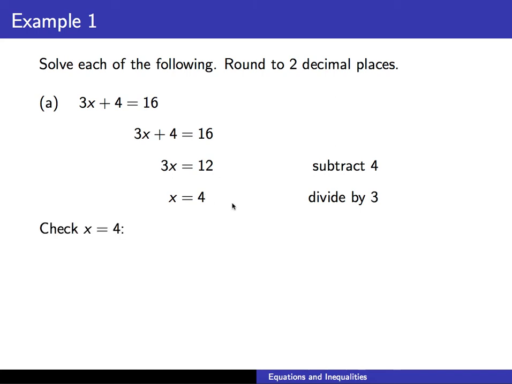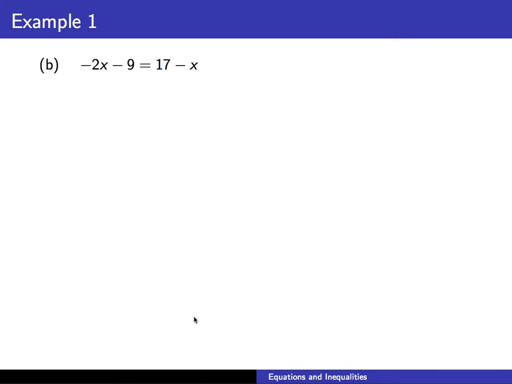Now we're going to undo this multiplication by using division, and dividing both sides by 3 gives us x equals 4. Now if we want to check x equals 4, we have to plug that into our original equation and see if the left side comes out to equal the right side. Is 3 times 4 plus 4 equals 16? Yes, it is. So our final answer is x equals 4.